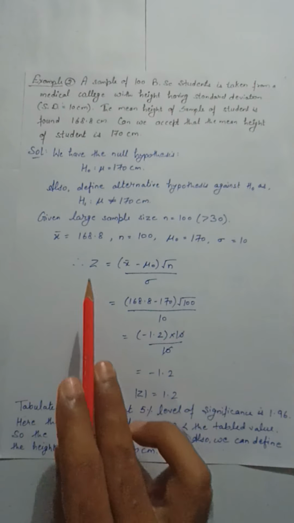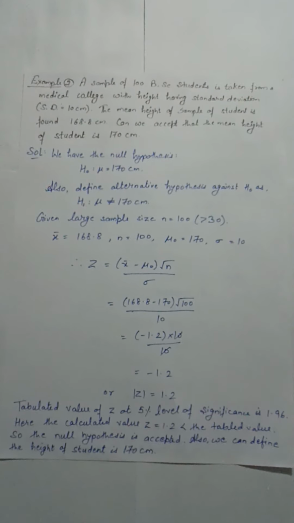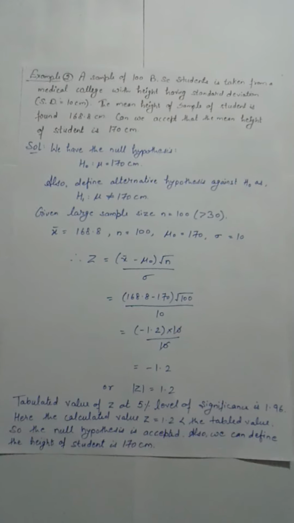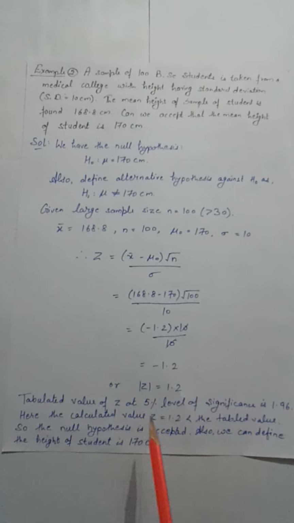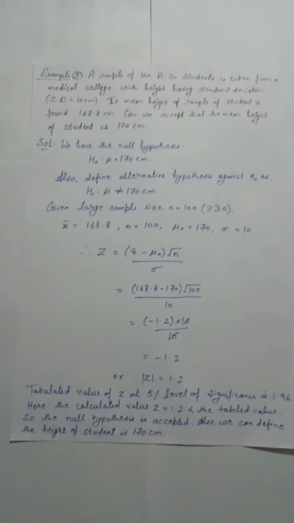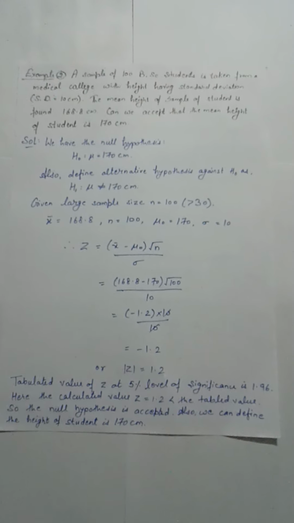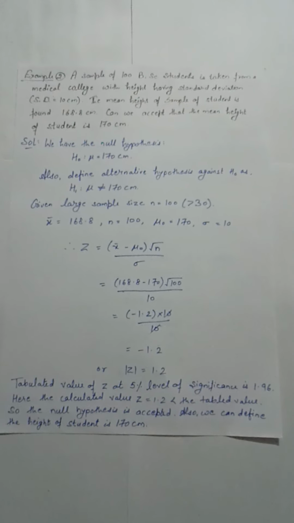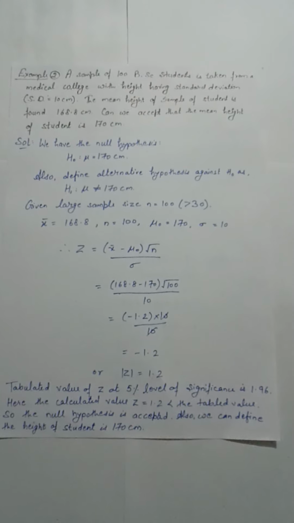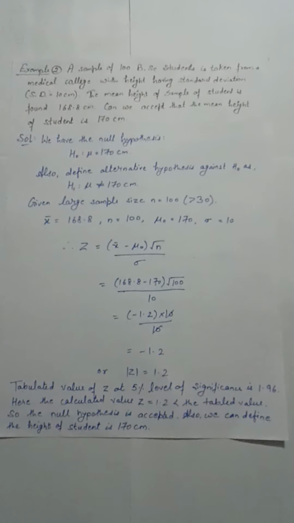So let's find out the z. The formula is x bar minus mu naught into root n upon sigma. Put these values. Here the value of z is minus 1.2, and if we consider the modulus of z, that is the positive value, it is 1.2. Now in this question the tabulated value of z at 5% level of significance is 1.96, but here the calculated value of z is 1.2, which is less than the tabulated value.